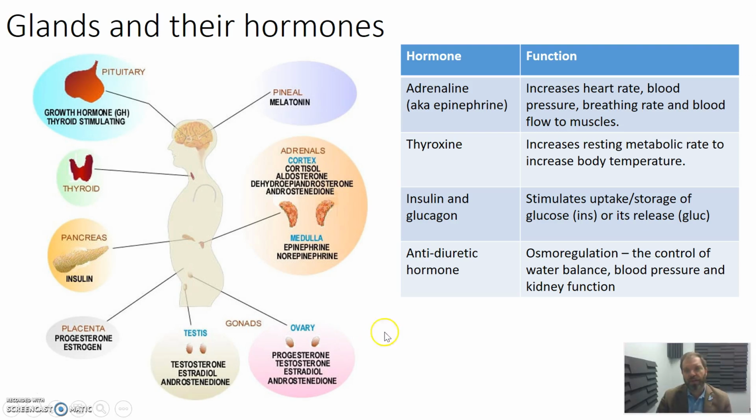Each of these tissues is specialized and has special cells in it, endocrine cells, which can release hormones. There are four different hormones here as examples, showing the different kinds of things that hormones can control, including heart rate and blood pressure for adrenaline, which is also known as epinephrine, and metabolic rate from thyroxine. Insulin and glucagon are involved in controlling glucose within the blood, and antidiuretic hormone is involved in water balance. And all of these, again, are part of the homeostatic control mechanisms.